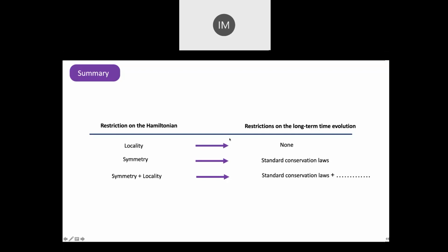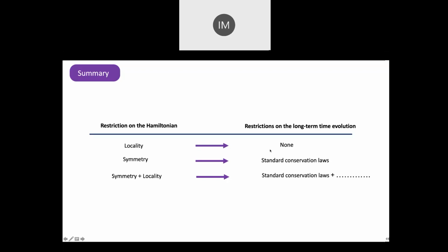And we know that, if the Hamiltonian is symmetric, then there are some standard conservation laws that are implied by Noether's theorem. Now, what this result tells us is that when you have both symmetry and locality, then there are some additional constraints in addition to standard conservation laws, basically. Okay, this is not an additive equation, basically. You get something extra.